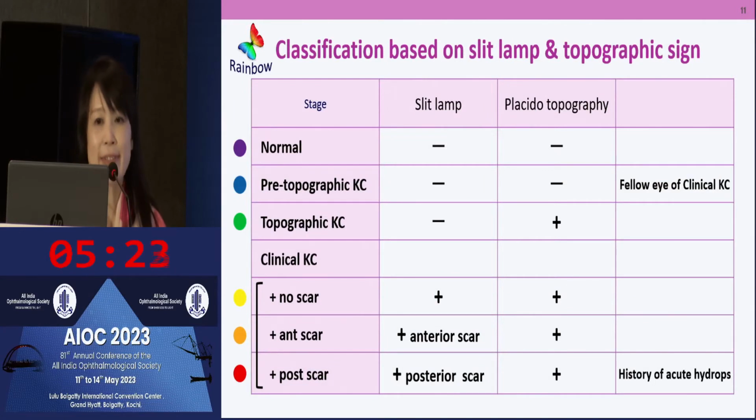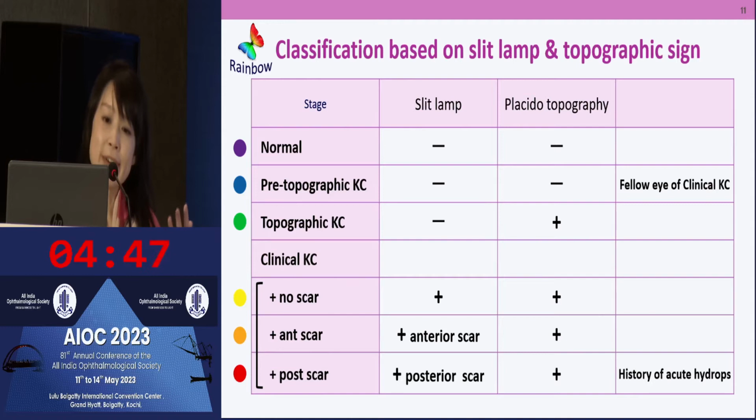This is a classification based on slit lamp and topographic signs. You don't need any special devices. You can just classify based on your slit lamp and Placido topography. As I mentioned, normal means everything is okay. Pre-topographic keratoconus has no sign at the slit lamp and Placido topography, but this is the fellow eye of clinical keratoconus. Topographic keratoconus has an abnormal sign at the Placido topography.